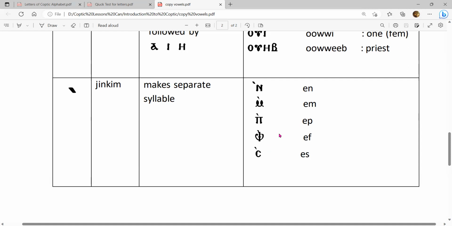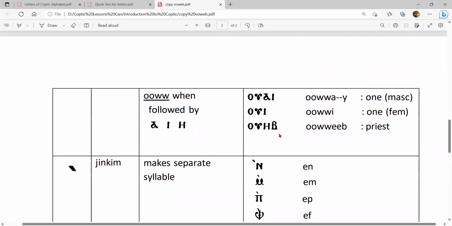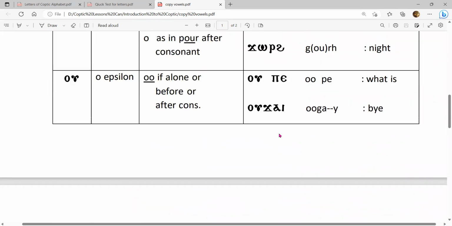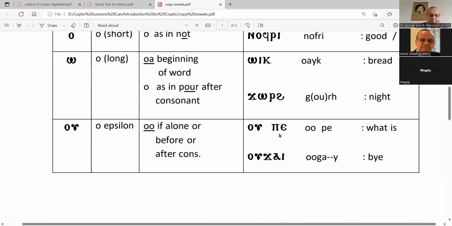Okay, so this is a short or a brief introduction to the vowels. I hope this will help you in trying to catch up with what has passed you in our previous sessions. Right? Bye from my side.